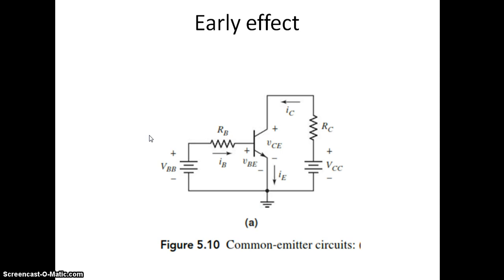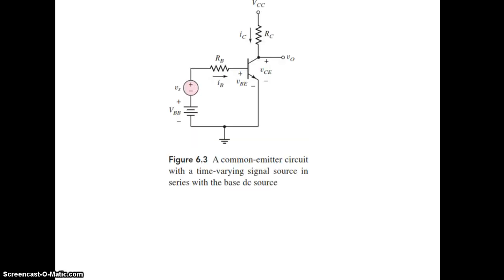So early effect means that normally the collector current IC is dependent only on VBE. If it also depends on VCE, it is called the early effect. Okay, so let's explain this.